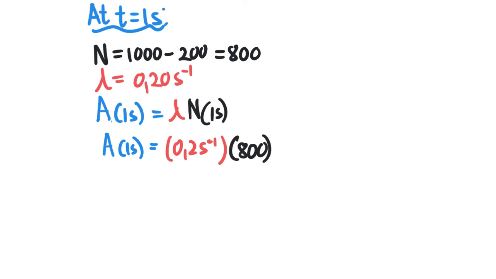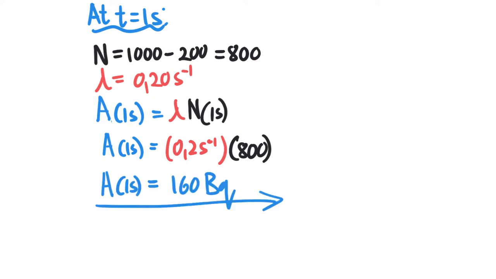And that's going to give us 0.2 seconds to the minus 1 multiplied by now 800. And therefore the activity after 1 second is equal to 160 becquerel, which implies 160 decays per second. So we can already see that the decay rate has fallen off. Let's look at a second example.